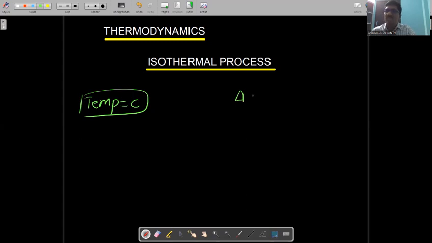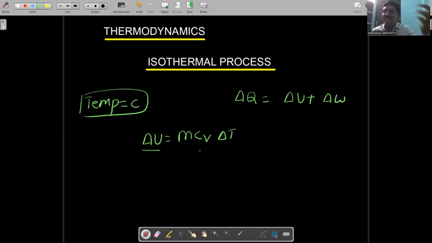According to the first law of thermodynamics, the net heat supplied is equal to the increase in the internal energy plus work done. What is the value for internal energy? We know very well, the internal energy formula is generally m Cv into delta T. So you will have some increase in the internal energy only if you have some increase in the temperature. But in this process, since temperature is remaining constant, there is no change in temperature. That means initial temperature is equal to final temperature. I can say that delta T is equal to 0.